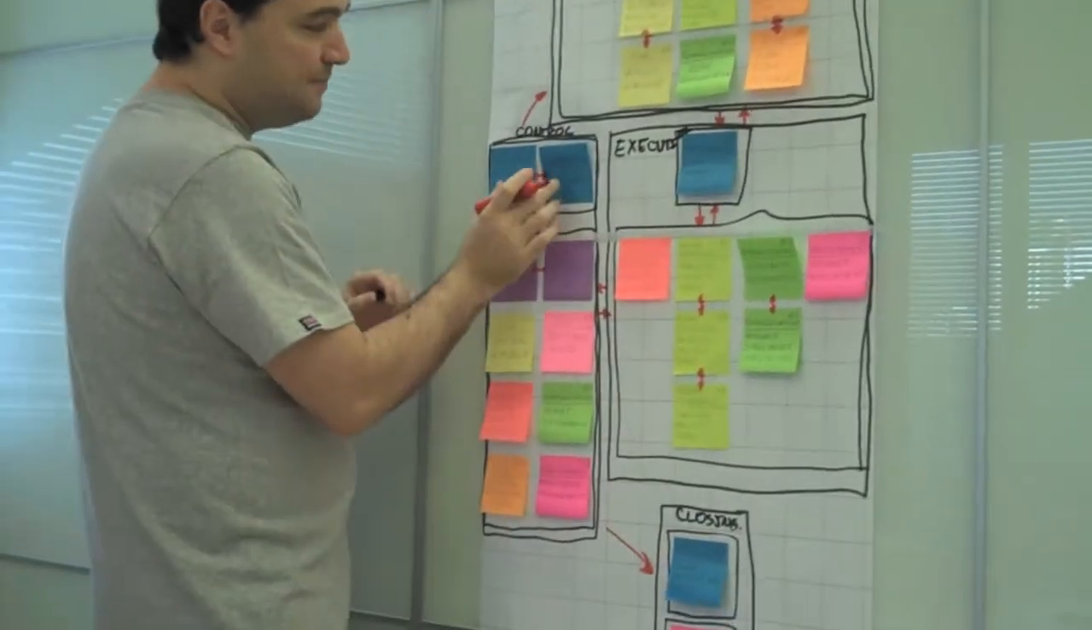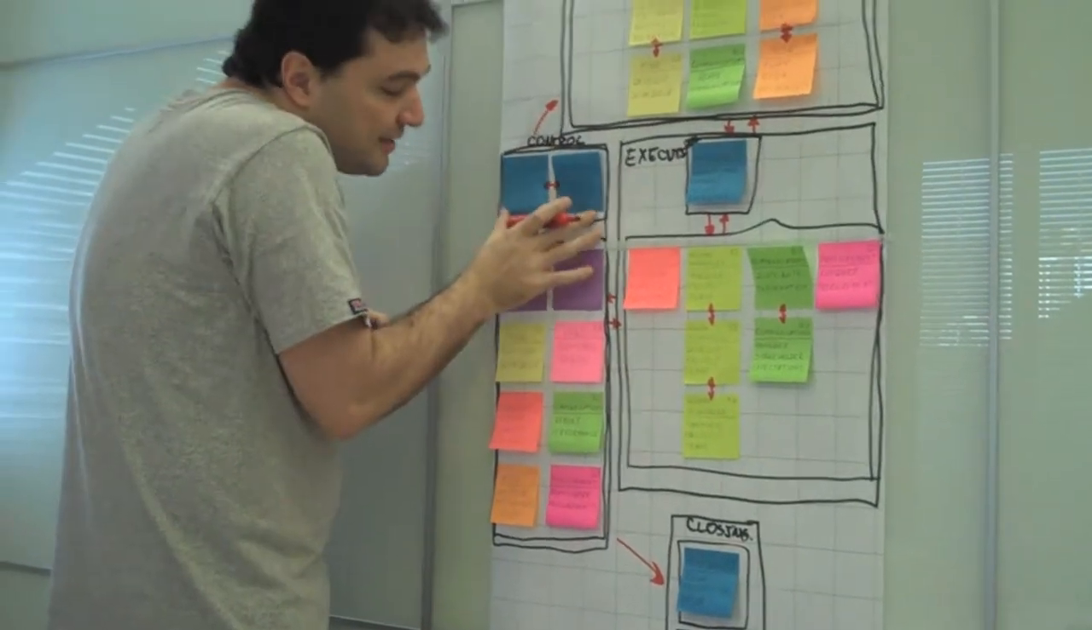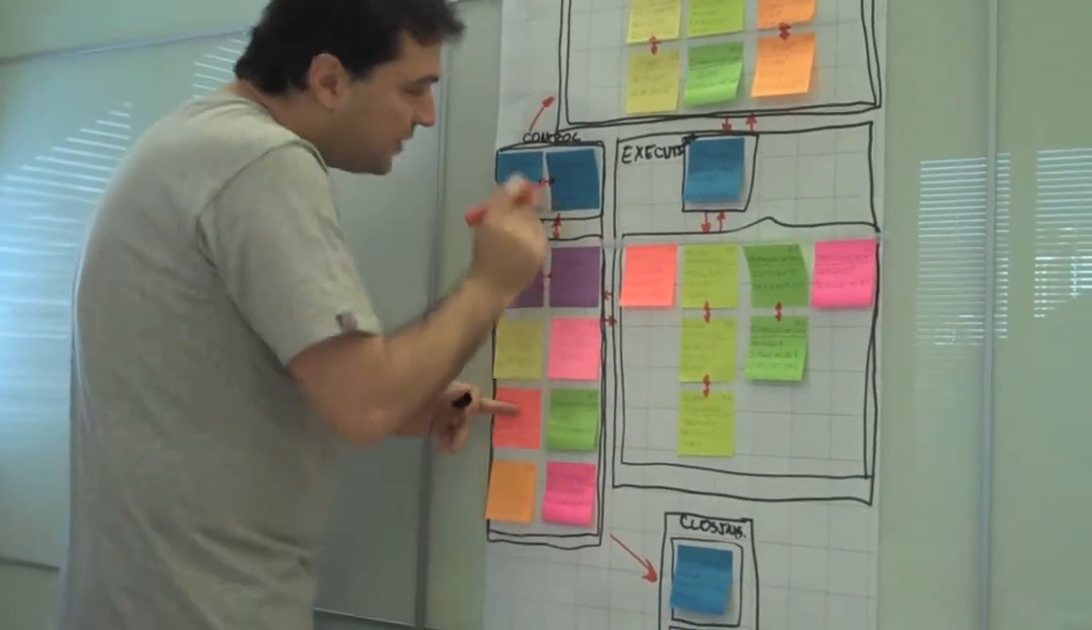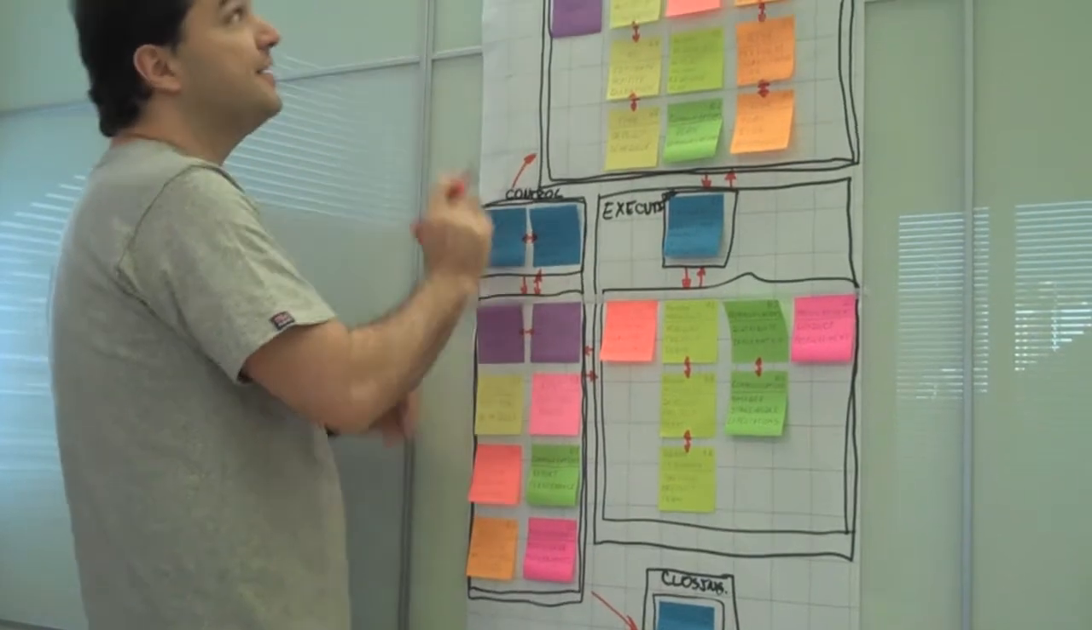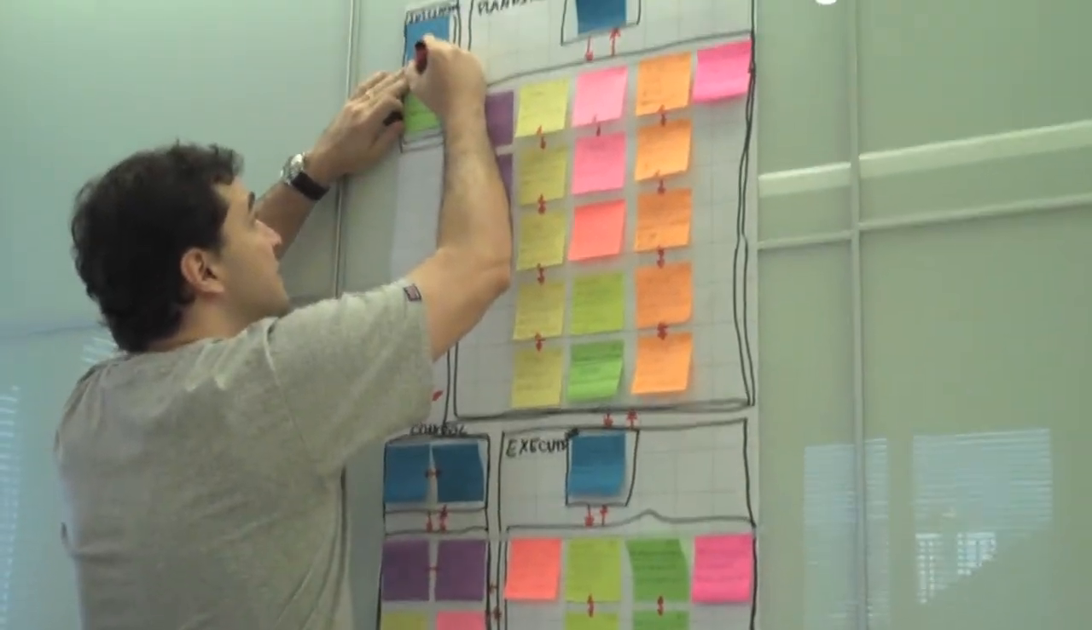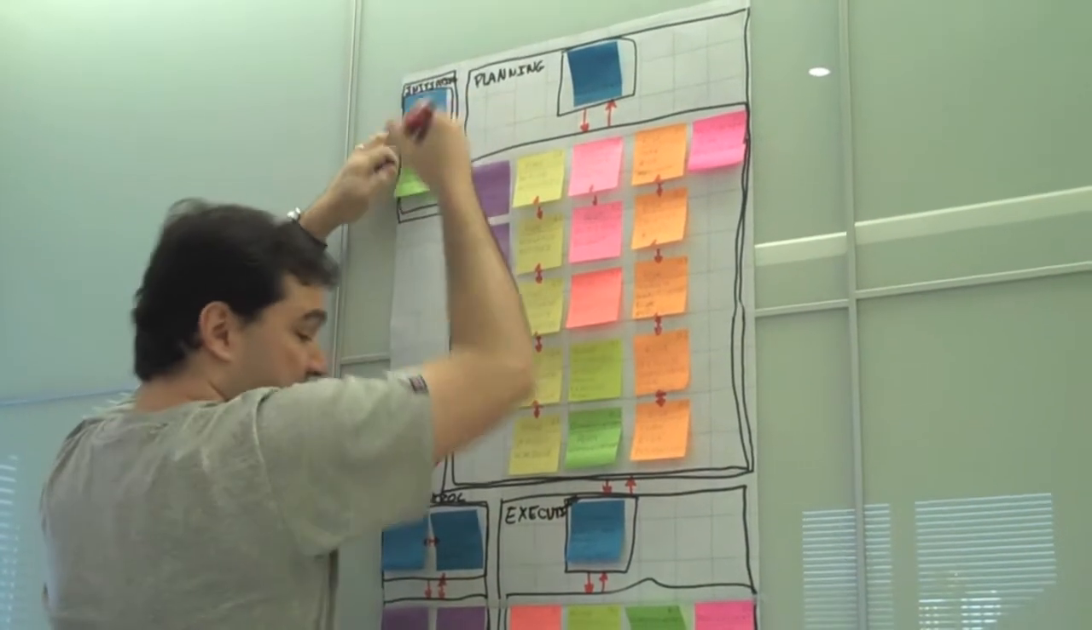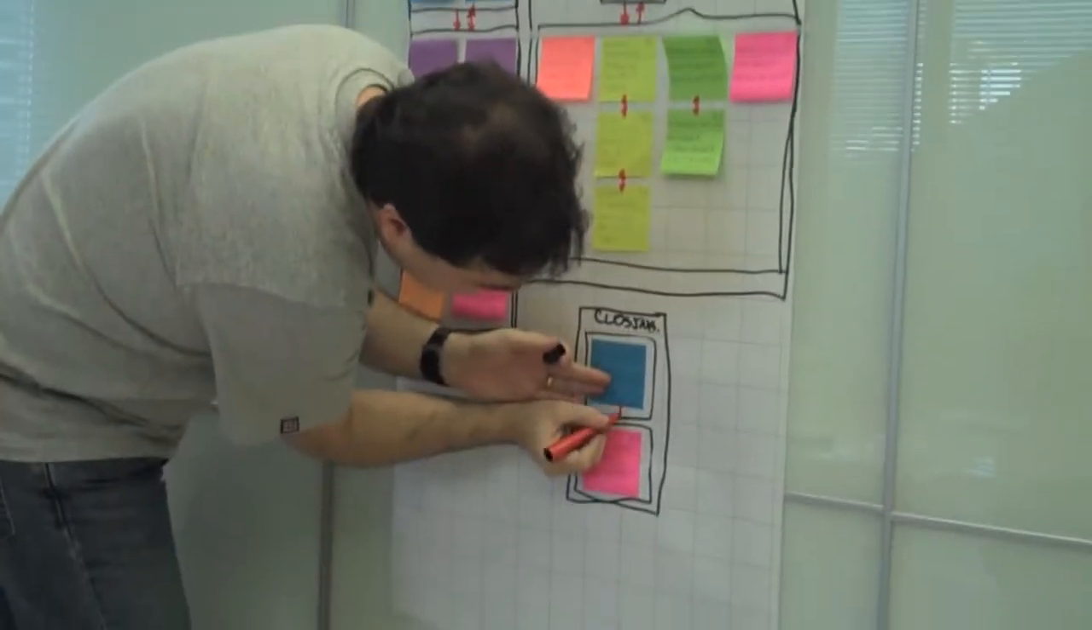What do I mean by that? It means this box is connected to the whole process. So this is connected to this. This is connected here. And I will save arrows and make the process clearer.